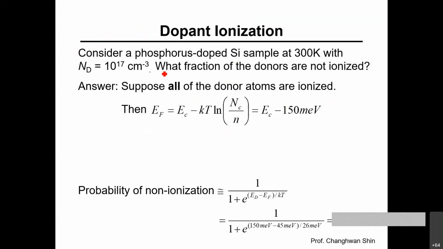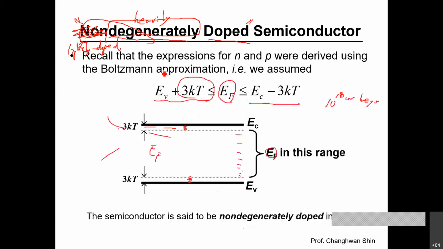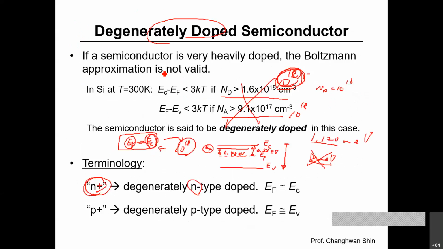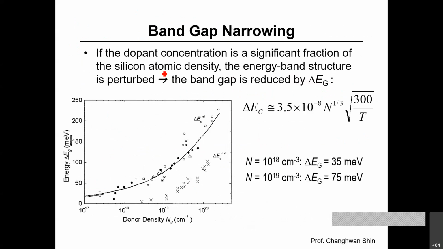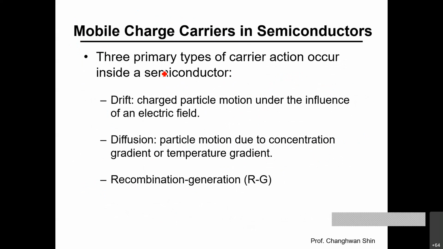I guess you can solve this example problem. The example is quite simple, so you can do that by yourself. And I have explained the heavily doped and lightly doped cases. Bandgap narrowing I will explain next week. And mobile charge carriers from this chapter 3 will be explained.